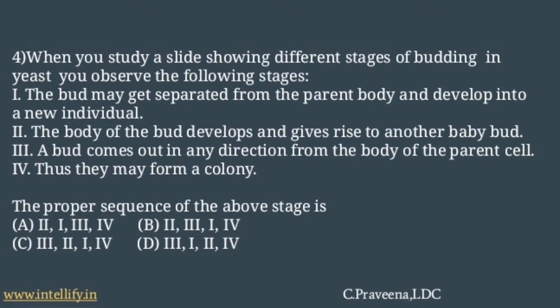Fourth question is, when you study a slide showing different stages of budding in yeast, you observe the following stages. First, the bud may get separated from the parent body and develop into a new individual. Second, the body of the bud develops and gives rise to another baby bud. Third, a bud comes out in any direction from the body of the parent cell. Fourth, they may form a colony. This question is similar to the last question. If you want to arrange them into the correct sequence, there are four options.